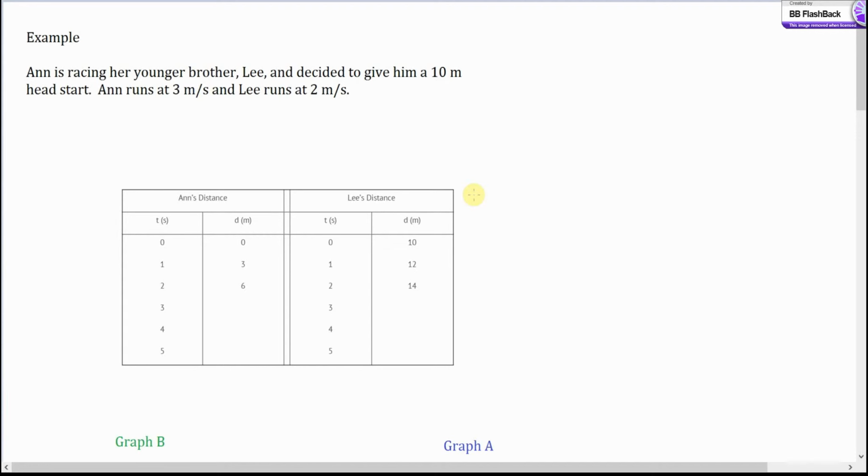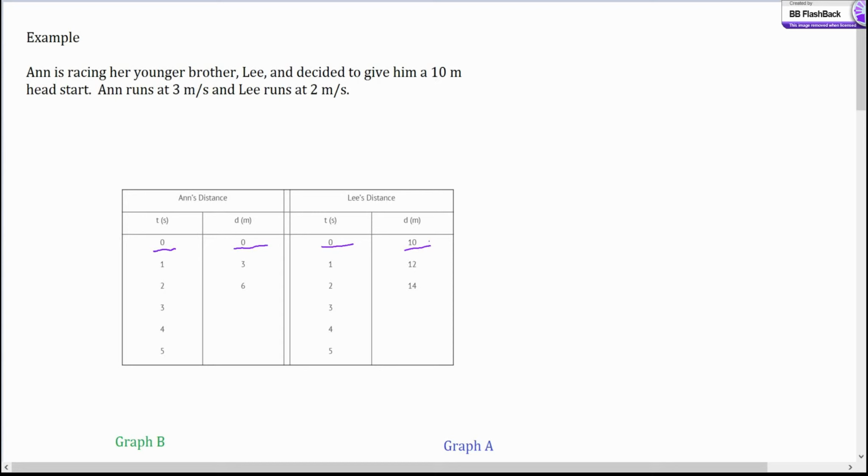So working on an example where Anne is racing her younger brother Lee, and Anne decided to give Lee a head start of 10 meters. So we made a table of values, and Anne started at time 0. She had 0 meters head start because she started at the starting line, but her brother at time equals 0 had a 10-meter head start.